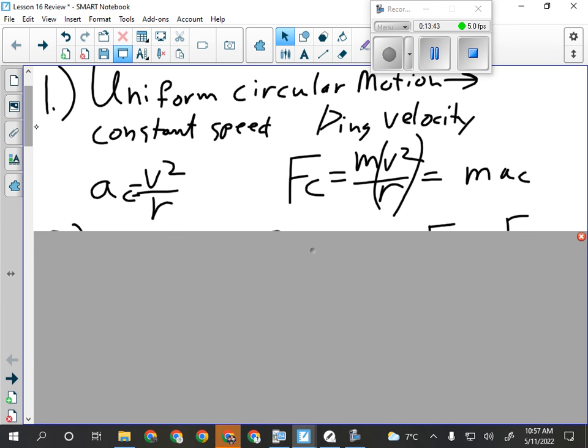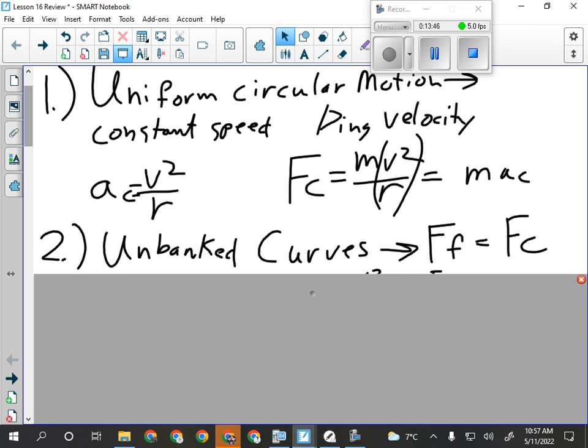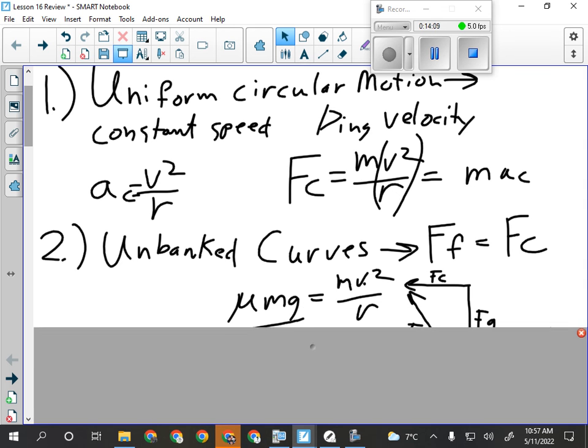Then we talked about unbanked curves, which there'll definitely be some problem solving about in the written response, and there could be the odd multiple choice question about it. What keeps you in an unbanked curve is friction, and that's pretty important to remember if you're going to solve any problems related to it. So the centripetal force is equal to the force of friction, because it is the force of friction that's providing it. And then we got mu mg equals mv squared over r, because m times g is equal to the normal force, which is in the formula mu times normal force. Because it's not banked, normal force and gravity are equal.